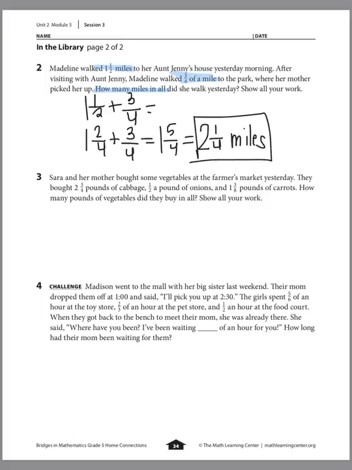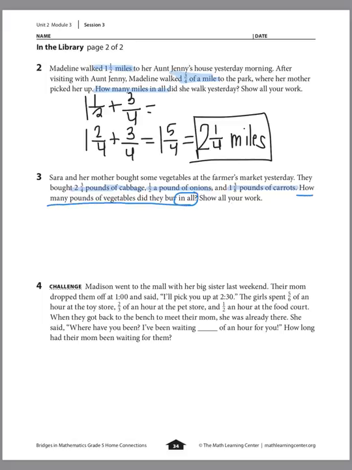For 3, it says, Sarah and her mother bought some vegetables at the farmer's market yesterday. They bought 2 3/4 pounds of cabbage, 1/2 a pound of onions, and 1 3/8 pounds of carrots. How many pounds of vegetables did they buy in all? Show all your work. So let's go ahead and take out some key information here. I know they bought 2 3/4 pounds of cabbage, 1/2 pound of onions, and 1 3/8 pounds of carrots. And now it's asking me how many pounds of vegetables did they buy in all.